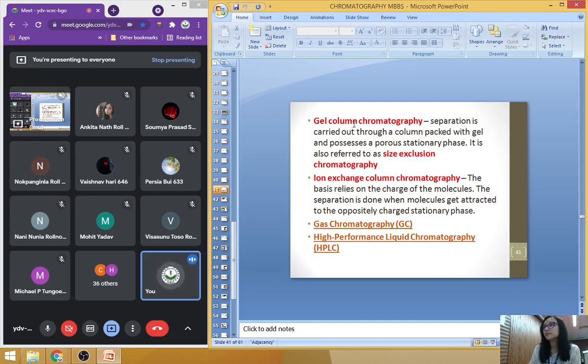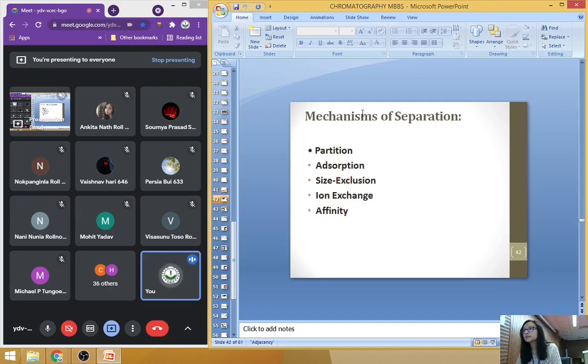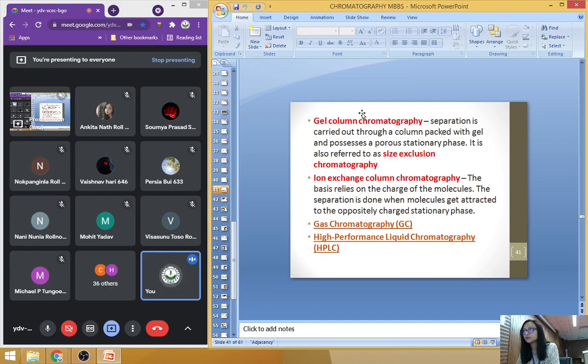So the name, it can be liquid chromatography or gas chromatography. Now, why do we say it as liquid chromatography or gas chromatography? Depending on the mobile phase. If the mobile phase is in liquid form, it is known as liquid chromatography. And if the mobile phase is in gaseous form, it is known as gas chromatography. These names are derived based on their mechanism of separation: partition, adsorption, size exclusion, ion exchange, and affinity chromatography.